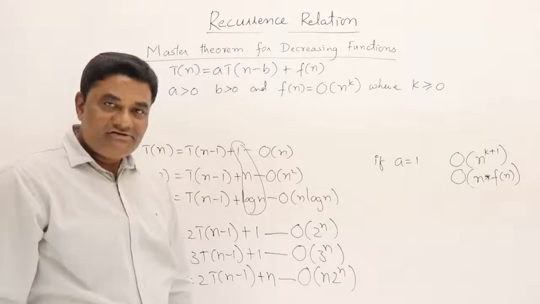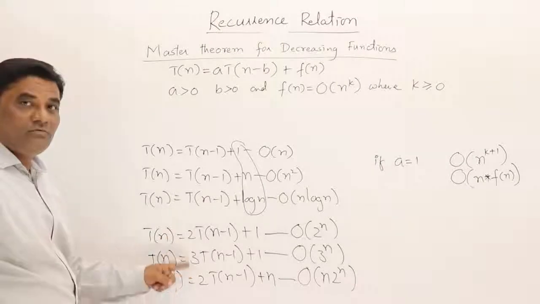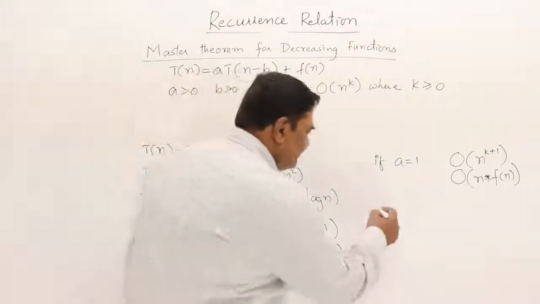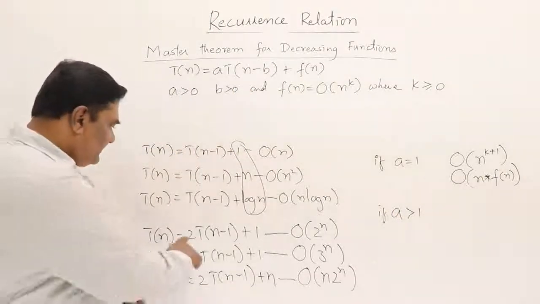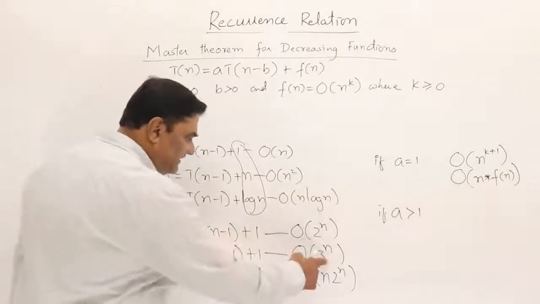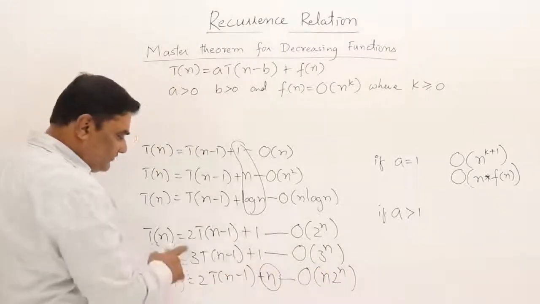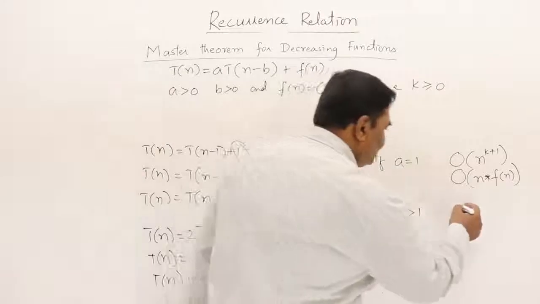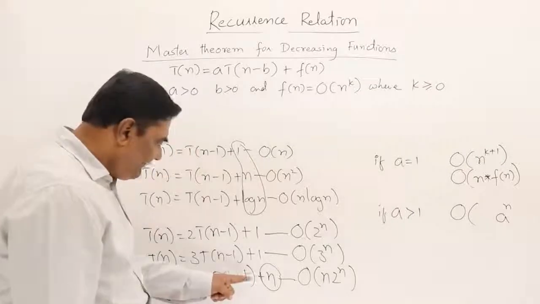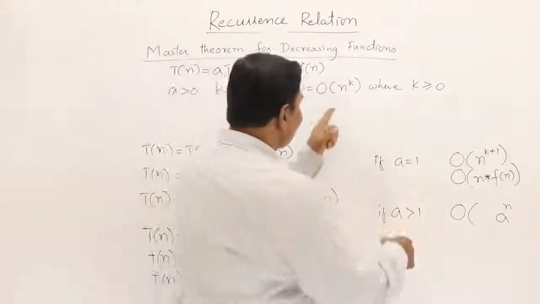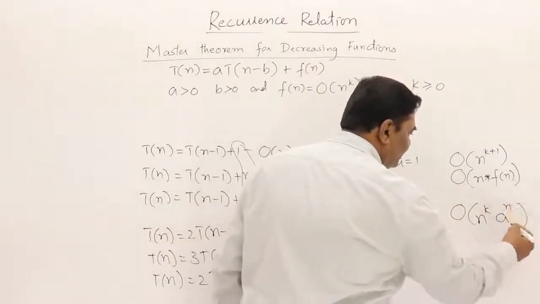Next, we have seen one more thing. Here a is greater than 1, 2, 3, whatever it is. So if a is greater than 1, then what? See, it is 2 power n and this is 3 power n, and in this one this was multiplied by 2 power n. So whatever a is, power n. So this will be a power n, and whatever f of n is, that is multiplied. So if f of n is n power k, then n power k into a power n.